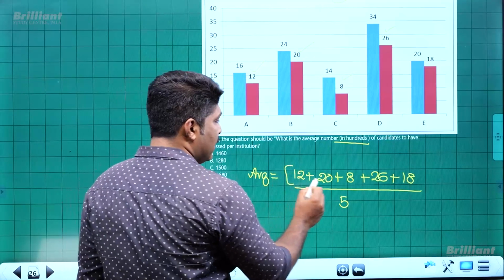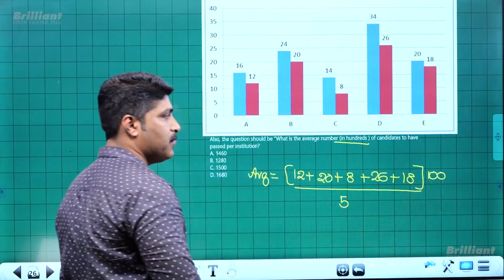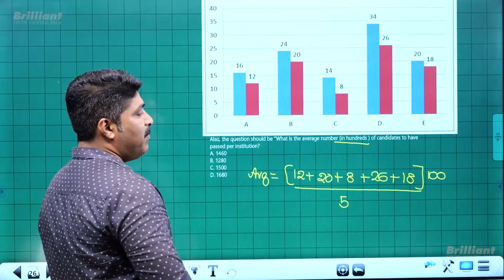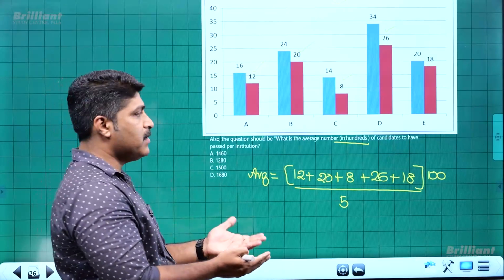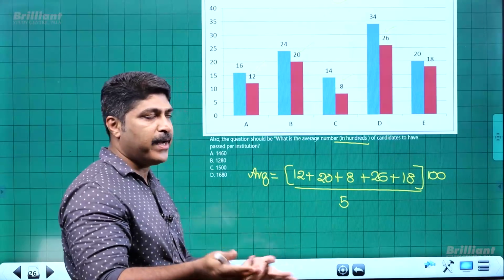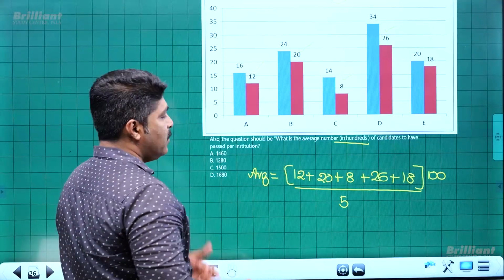Don't forget these hundreds. Therefore, put 100 also there, otherwise we may misinterpret it. But in the set of options, it won't be an issue, because even if you miss that 100, finally you can recall it since the options are in this form. So then just simplify it.